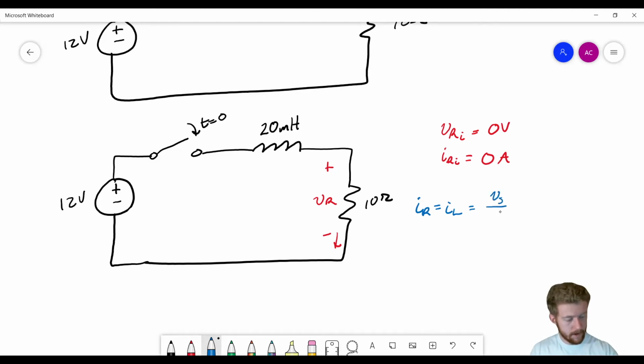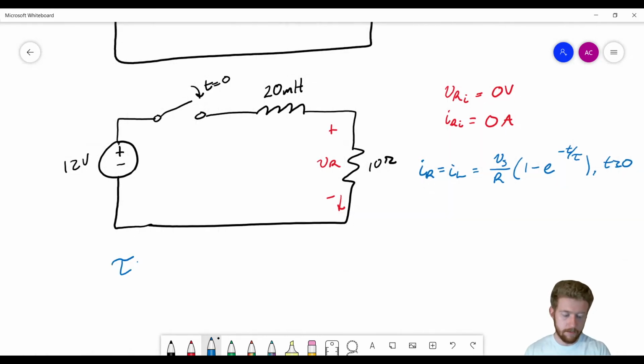Vs divided by R, okay? And then 1 minus e to the negative t over tau. This is for t greater than or equal to 0. So we know everything here. Let's just review one last time. Tau for an inductor and resistor is just going to be L divided by R. So let's calculate this. That's 20e-3 divided by the resistor, which is 10 ohms. So that's just 0.002. So that's the value of tau.